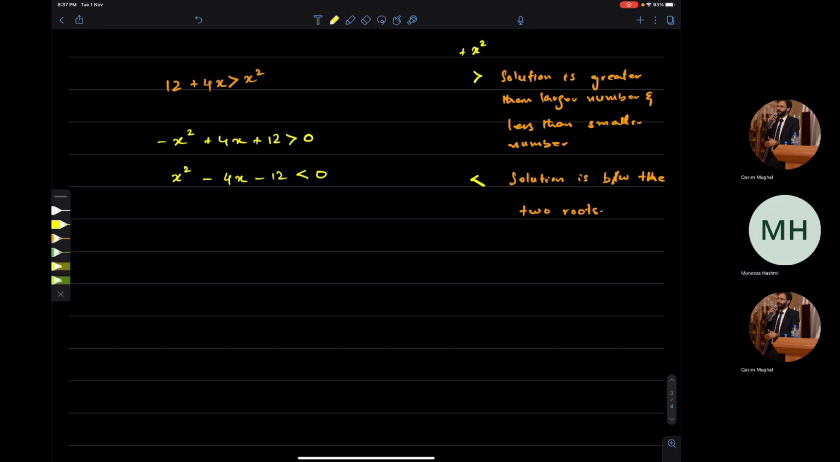All right, so for this one, the solution is going to be the two roots at the end. You get x equals -2 and x equals +6, and it's less than, so it is going to be between the two roots. So it is going to be x greater than -2 and less than +6. Clear?